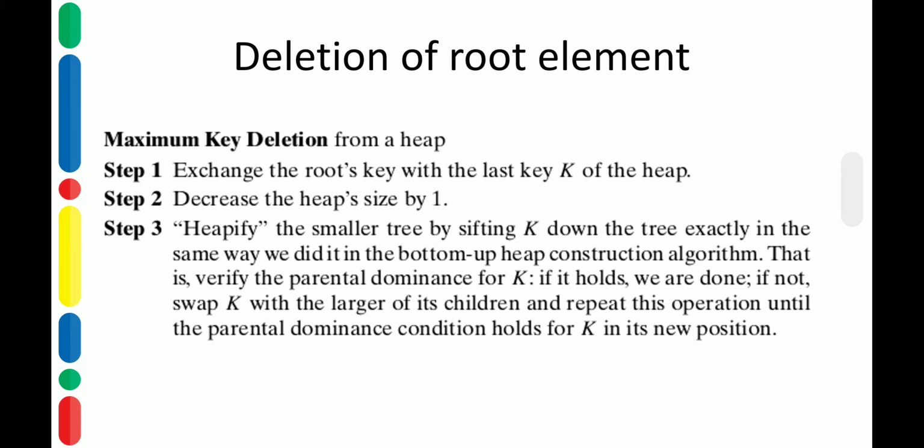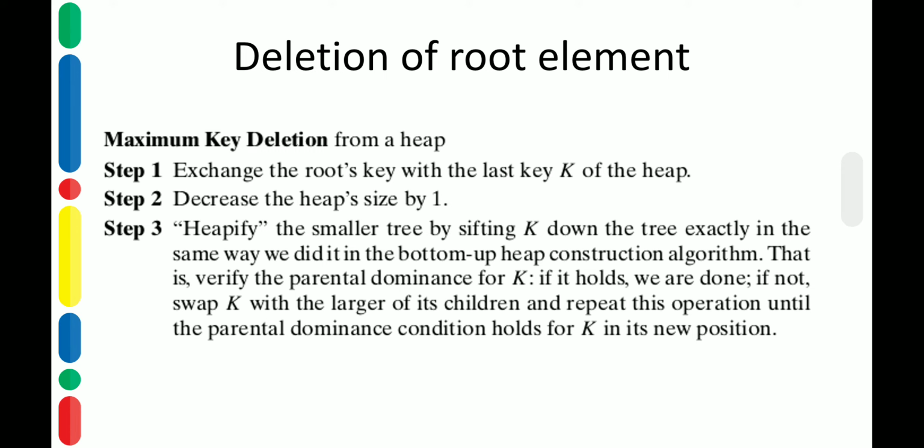In the first step, we exchange the root's key with the last key of the heap, or the rightmost child in the last level, that is the last key. Then we reduce the heap size by 1. We leave off the last element, and the resulting tree, the remaining tree, we again perform a heapify operation using the bottom up heap construction.